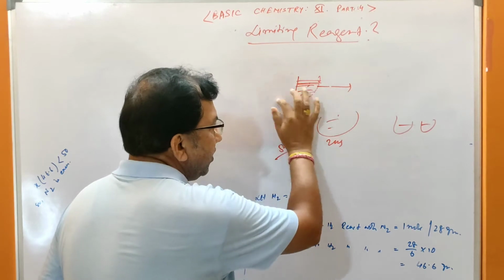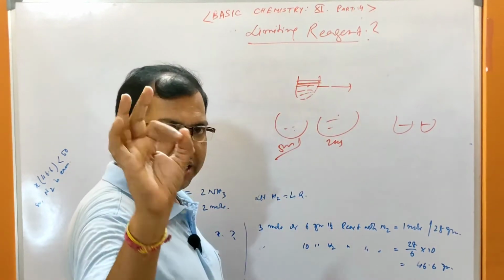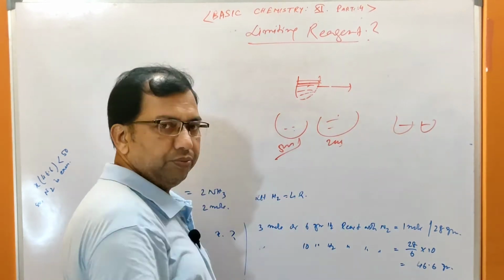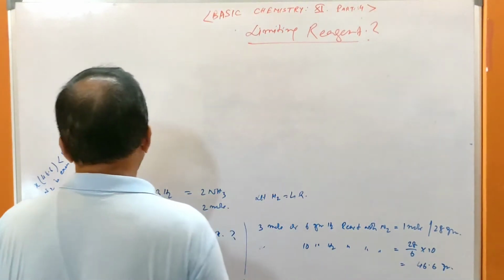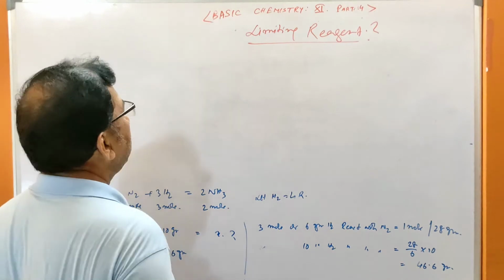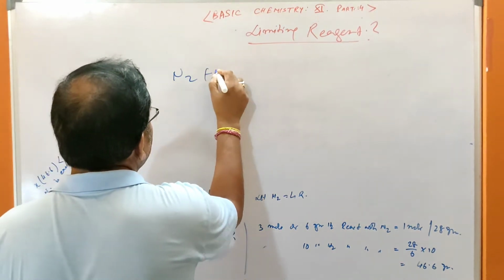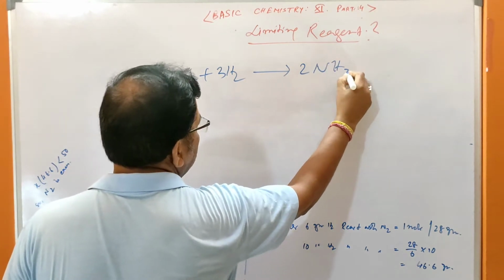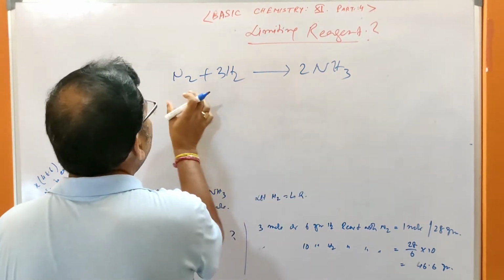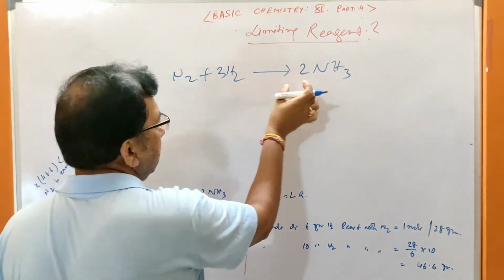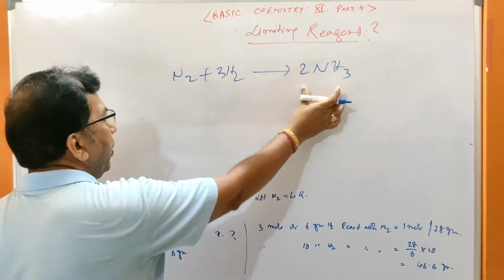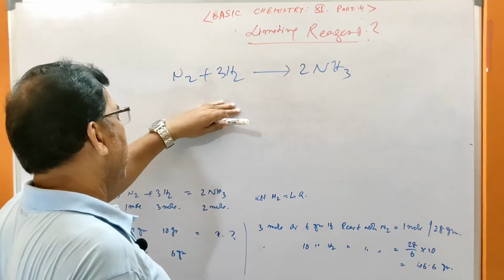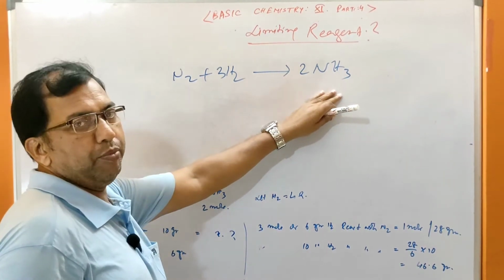The limiting reagent should be chosen clearly. It decides the amount of product that will form. An example: suppose N2 + 3H2 gives 2NH3. In this reaction, 1 mole of nitrogen and 3 moles of hydrogen react and produce ammonia. Okay? 1 mole of nitrogen and 3 moles of hydrogen produce 2 moles of ammonia.